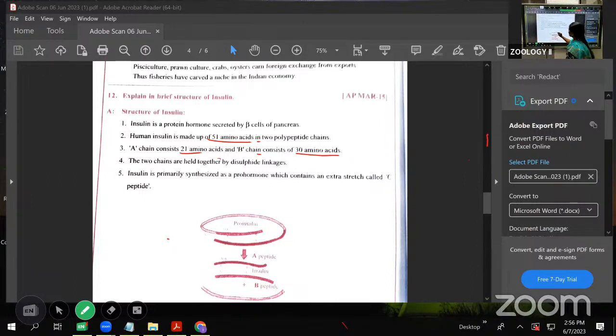Both the chains are connected by a stretch, that is called the C polypeptide. Here, the two chains are held together by disulfide bonds between the two chains. And insulin is primarily synthesized from a prohormone, called proinsulin. From the proinsulin, the insulin is formed. Here, the stretch will be released, and the insulin is activated.